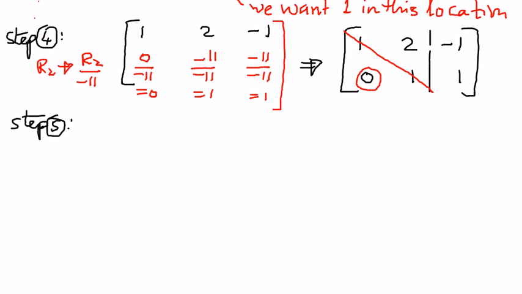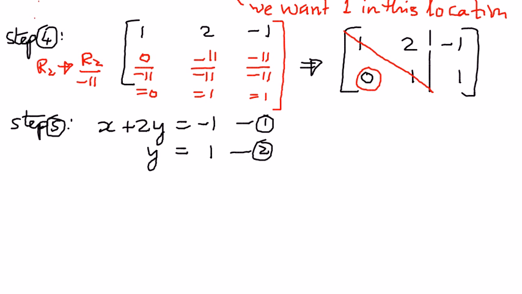So we can write this one as x plus 2y is equal to negative 1. That will be our equation number 1. In the second one, x is 0, so therefore we have only y is equal to 1. This is our second equation. So from here we got the solution. We got the value of y as equal to 1. This is one of our solutions.